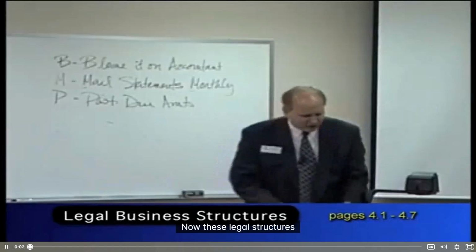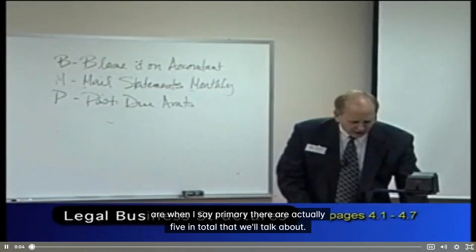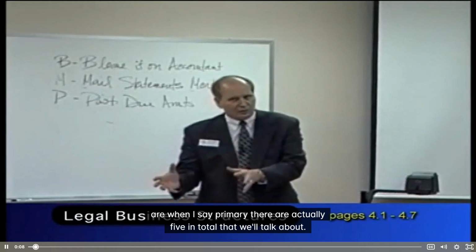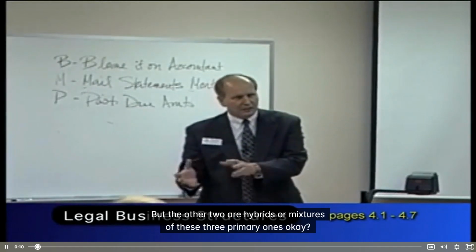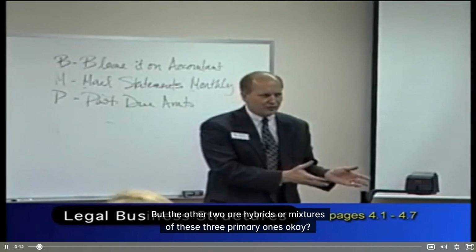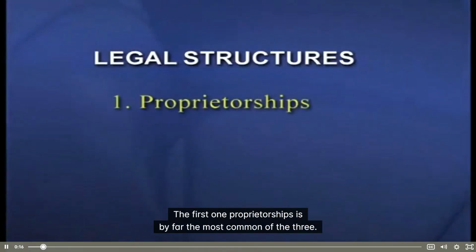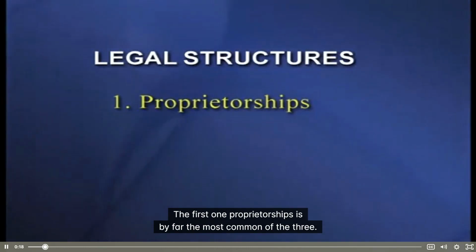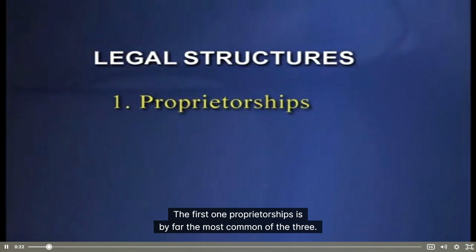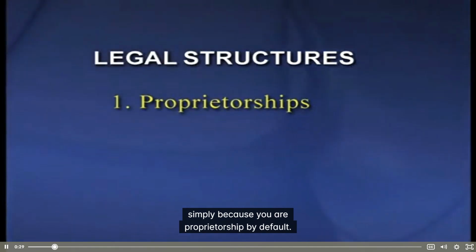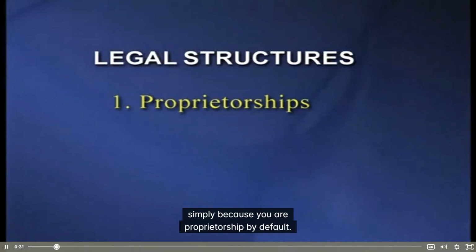Now, these legal structures, when I say primary, there are actually 5 in total that we'll talk about, but the other 2 are hybrids or mixtures of these 3 primary ones, okay? The first one, proprietorships, is by far the most common of the 3. I mean, the majority of businesses are proprietorships, simply because you are a proprietorship by default.